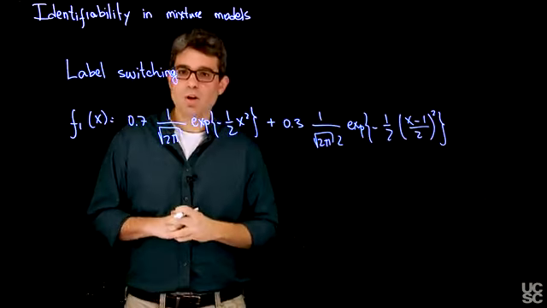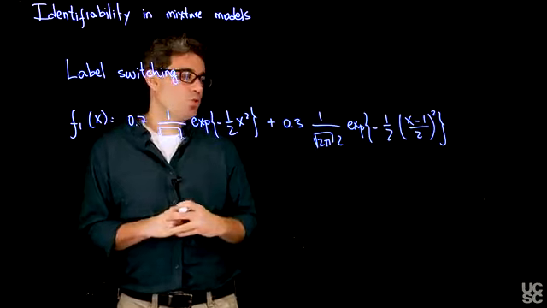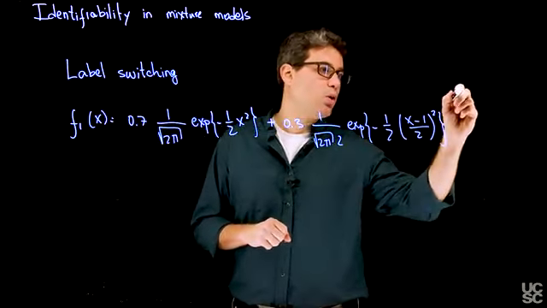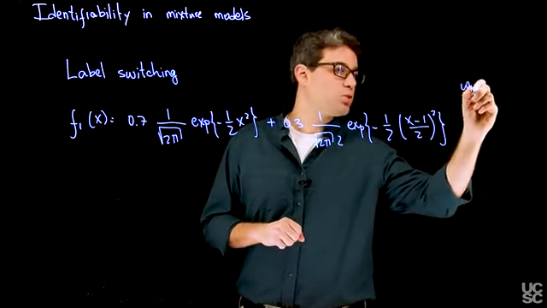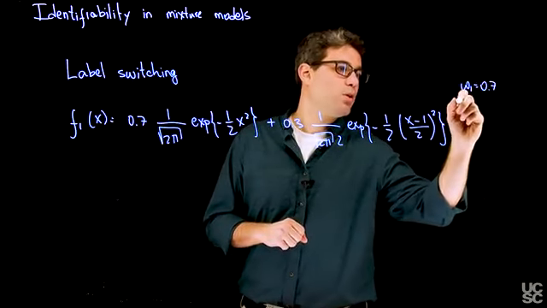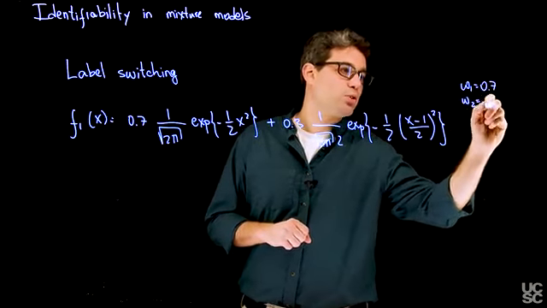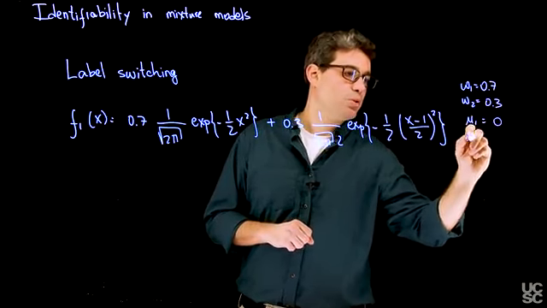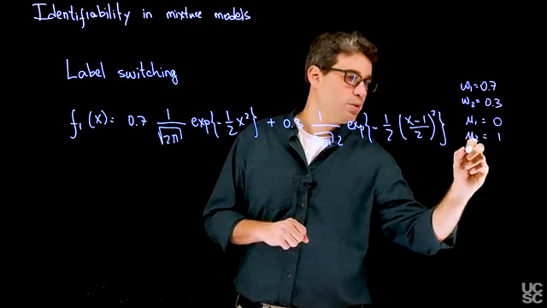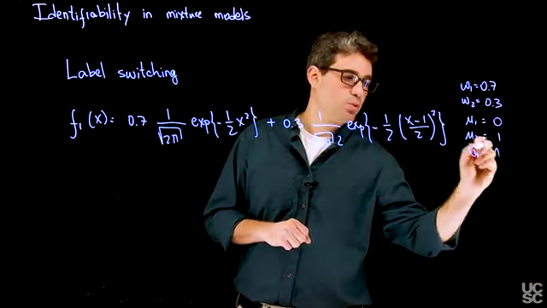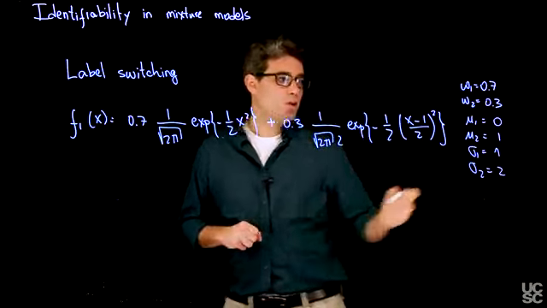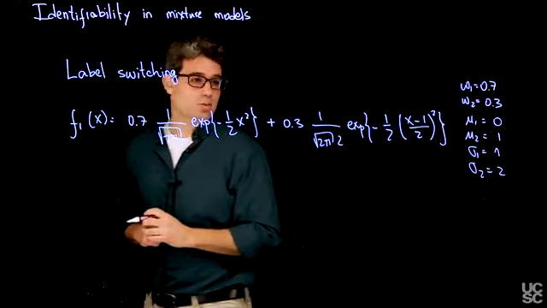Okay? So in the notation that we have been using so far, this would be a mixture where omega 1 is equal to 0.7, omega 2 is equal to 0.3, mu 1 is equal to 0, mu 2 is equal to 1, sigma 1 is equal to 1, and sigma 2 is equal to 2. So keep these numbers in mind for a second.